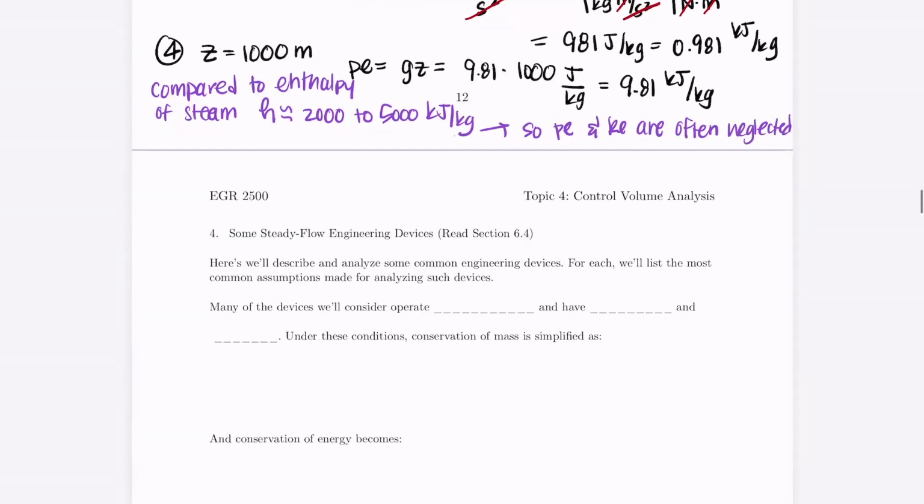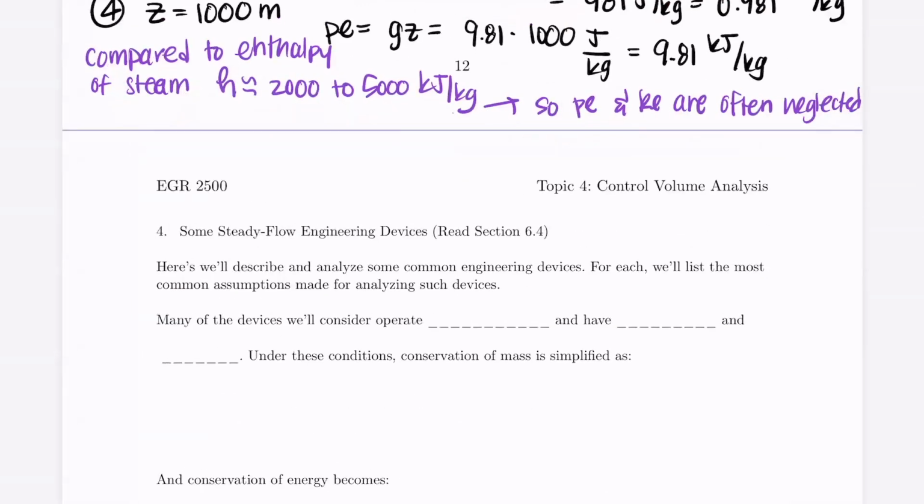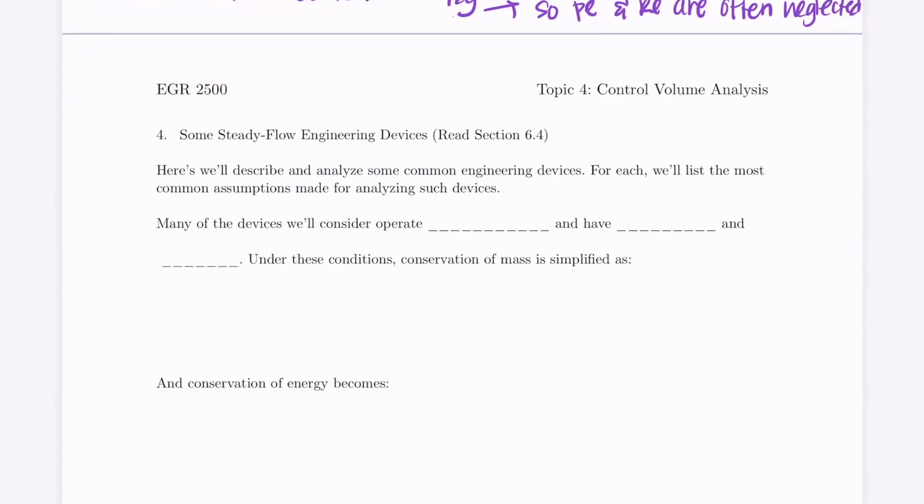Now that we've done some discussion of steady state flows and what terms we can neglect and when, let's talk about some specific engineering devices that are steady flow devices. For each of the devices that we're going to talk about, we're going to list the most common assumptions made for analyzing each device. Many of the devices that we're going to consider operate steadily, which is why we're talking about them right now, and they also have one inlet and one exit.